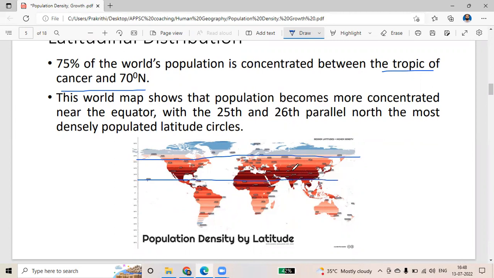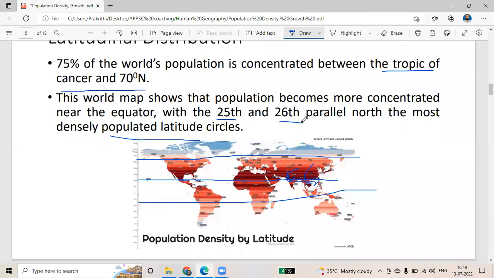What all will come here? You can see China will come, India will come, the whole Eastern Asian part will come, and our South Asian part, which I also mentioned, is also within this area. So the maximum portion will come in this area. So 75% of the world population is concentrating in these places. Especially there are populated latitude circles near 25 degree and 26 degree latitudes. In this area there is the highest population distribution.